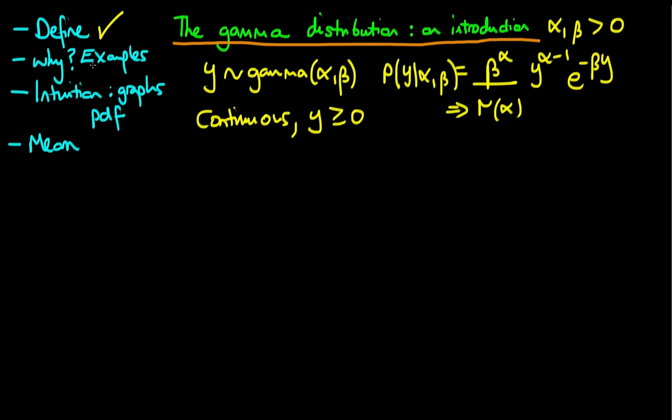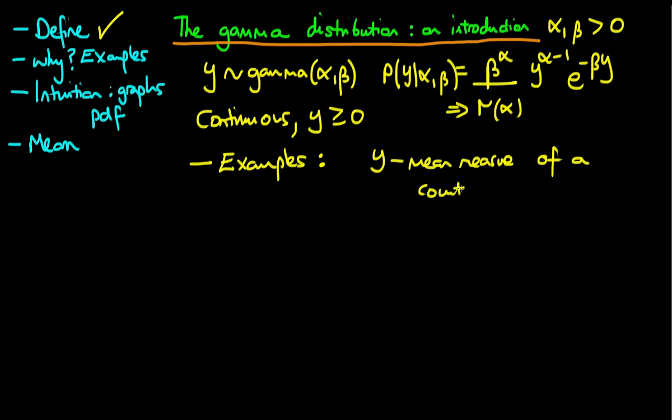Let's now talk about why we might use a gamma distribution, particularly in reference to Bayesian inference. Let's think about some examples of parameters or situations which we might model using a gamma distribution. Seeing as y is always greater than or equal to 0, we might model y as some sort of mean measure of a count variable. We say a mean measure because, remember, as it's a mean, it can actually take on a non-integer value.